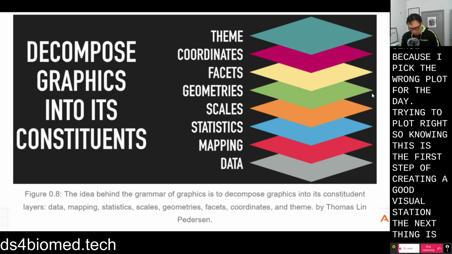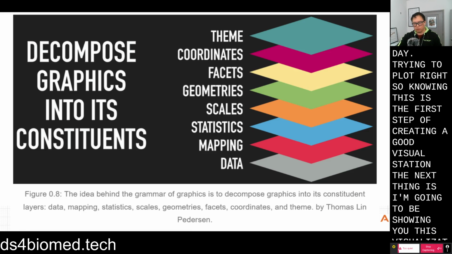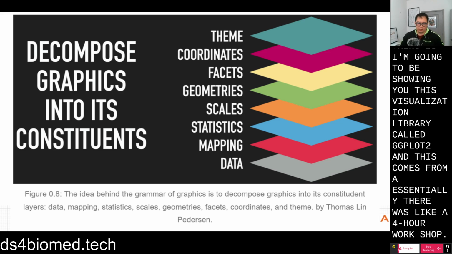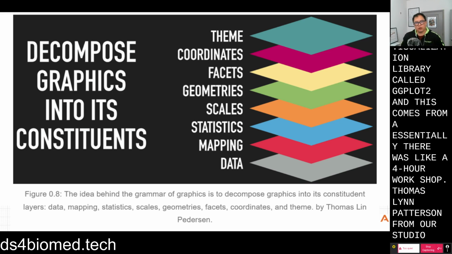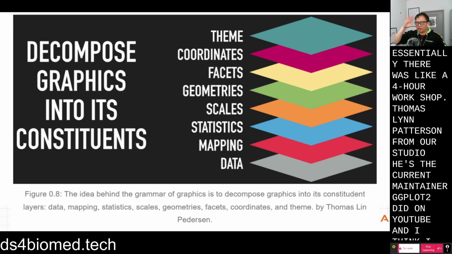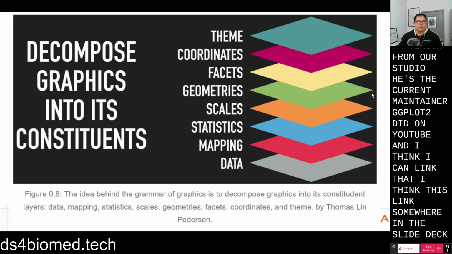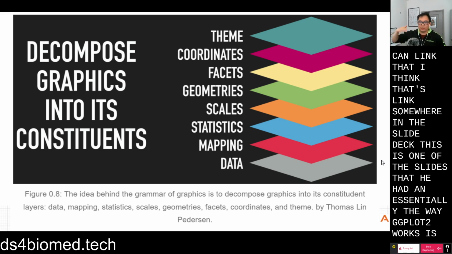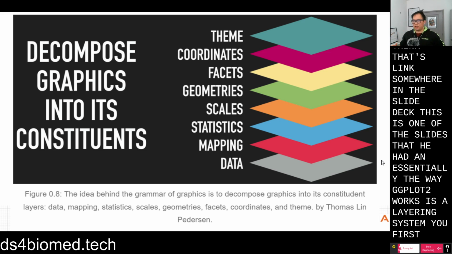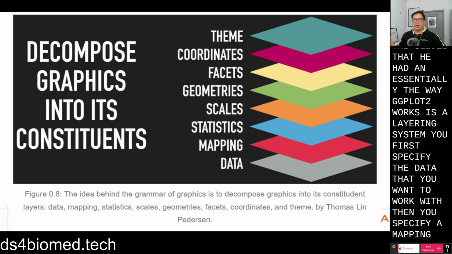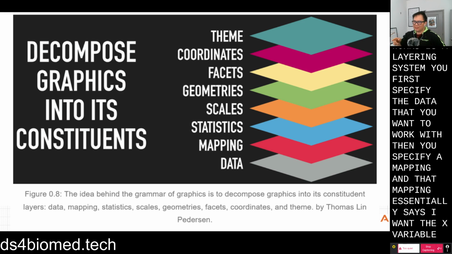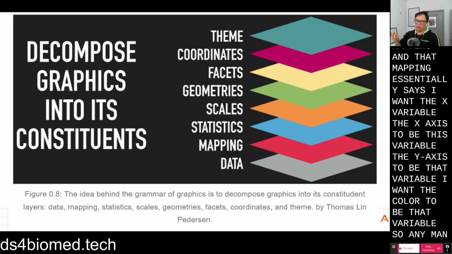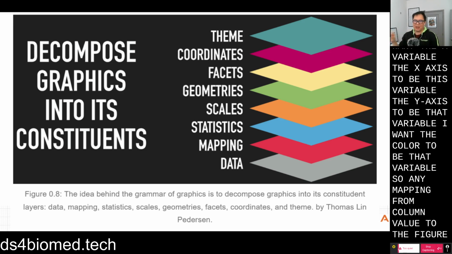The next thing is I'm going to be showing you this visualization library called ggplot2, and this comes from essentially a 4-hour workshop that Thomas Lin Pedersen from Posit, he's the current maintainer of ggplot2, did on YouTube. And I think I can link that. I think it's linked somewhere in the slide deck. This is one of the slides that he had. And essentially the way ggplot2 works is it's a layering system. You first specify the data that you want to work with. Then you specify a mapping. And that mapping essentially says, I want the x-axis to be this variable, the y-axis to be that variable. I want the color to be that variable. So any mapping from column value to the figure is in the mapping layer.